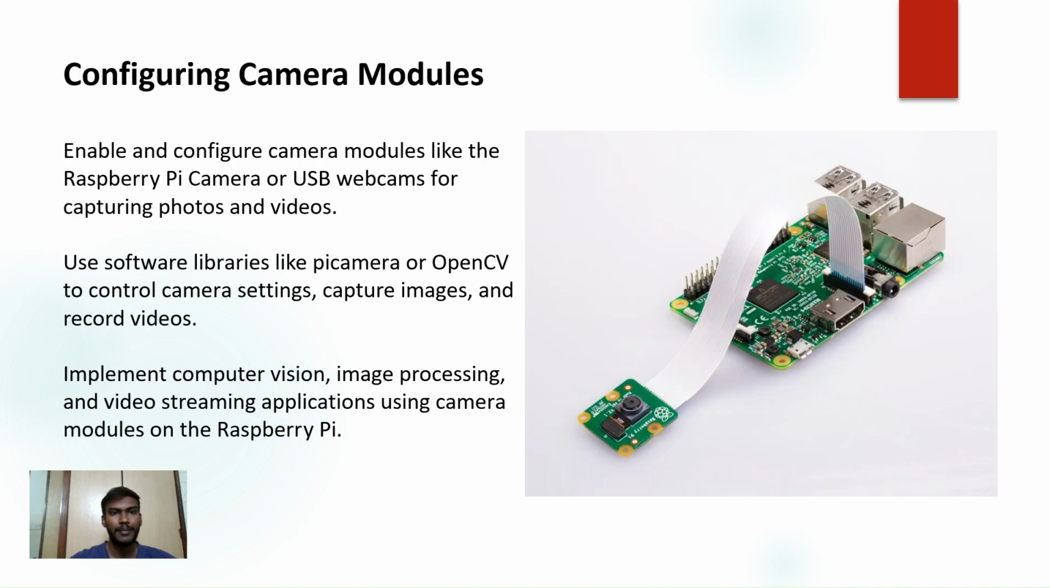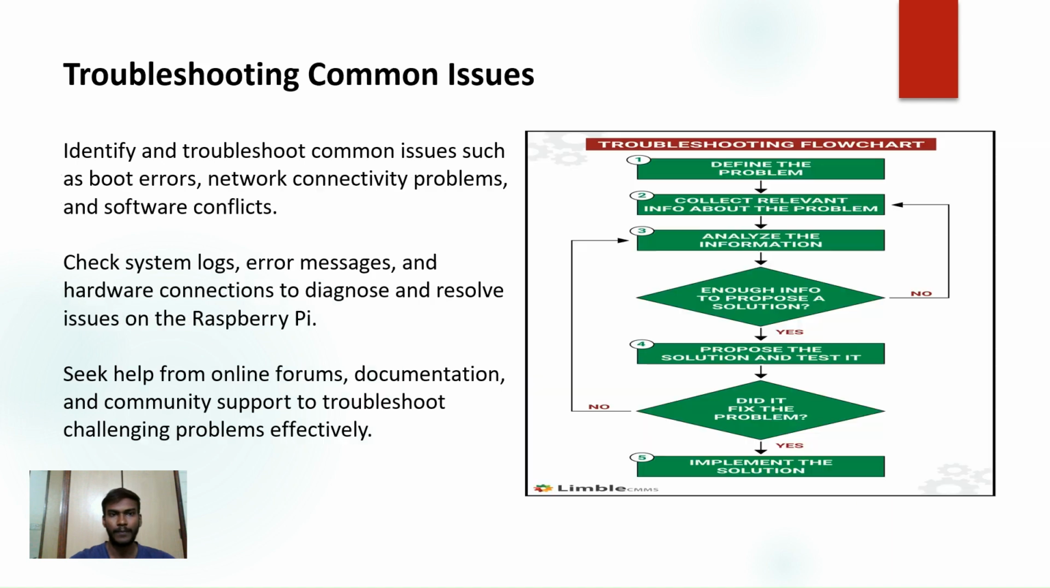Now configuring camera modules. Enable and configure camera modules like the Raspberry Pi camera or USB webcams for capturing photos and videos. Use libraries like PiCamera or OpenCV to control camera settings, capture images, and record videos. Implement computer vision, image processing, and video streaming applications using camera modules on the Raspberry Pi.